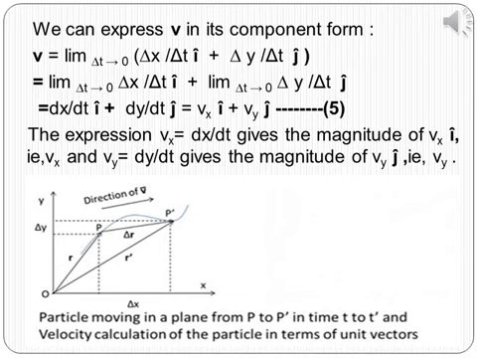velocity vector v. The expression vx is equal to dx by dt, which is the rate of change of x component of the instantaneous velocity v, gives the magnitude of vx i, that is vx, and vy is equal to dy by dt, which is the rate of change of y component of the instantaneous velocity, gives the magnitude of vy j, that is vy.